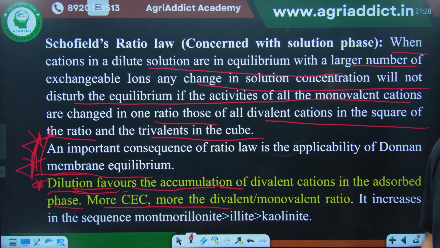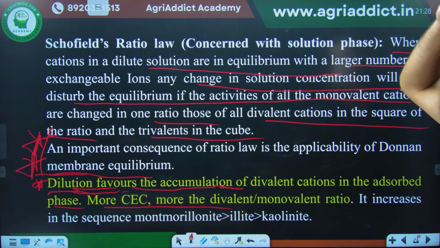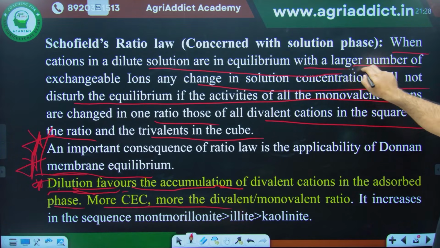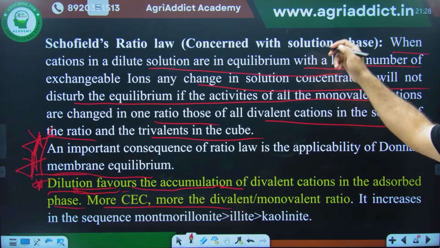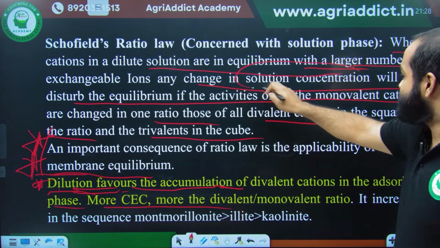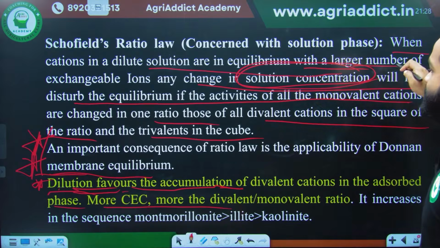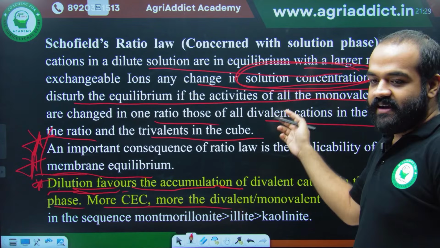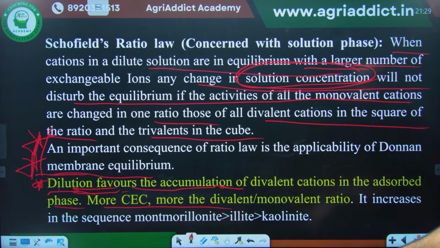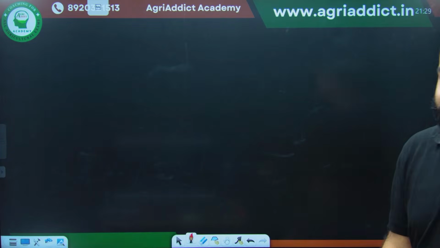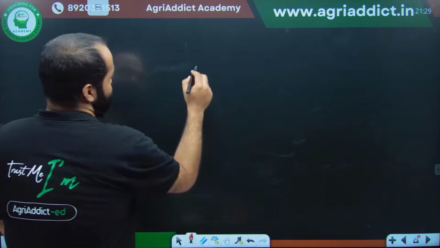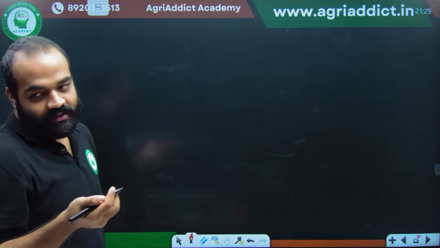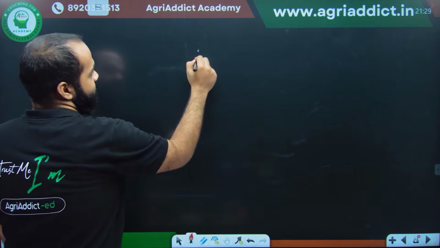In Schofield's ratio law, when cations are in equilibrium with the exchangeable ions, any change in the solution concentration, this is important, will not disturb the equilibrium if the activities are changed in this way. All right, you want explanation, so we will give explanation. I will write the expression directly.